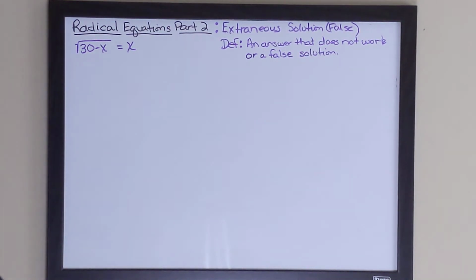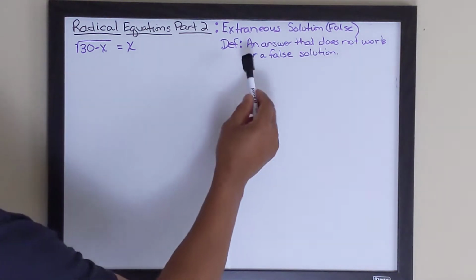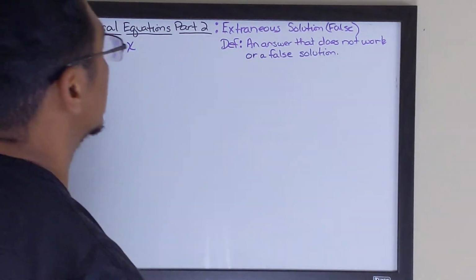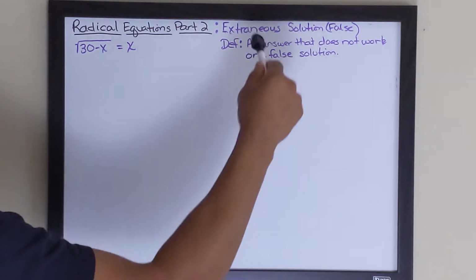Hello class. In this video we're going to talk about extraneous solutions, and we're still working with radical equations, so this is just the second part of it. An extraneous solution basically is an answer that does not work, or it's also called a false solution. Let me tell you what that means.